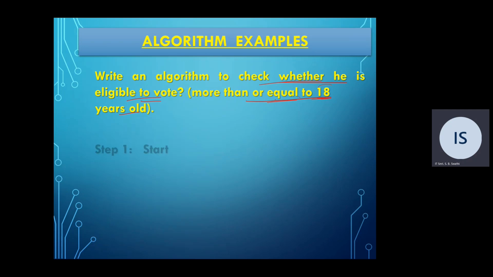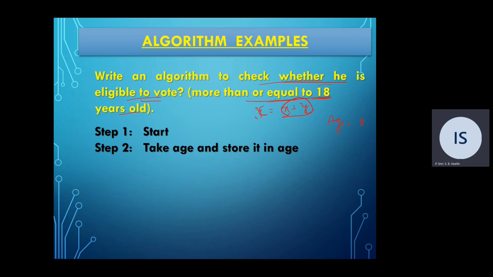So let us see the algorithm. First one is start. Take the age and store it in some variable. So let us take age. I'm storing it in this variable. We call this a variable. This is similar to your mathematical expressions, like in linear algebra, we write c is equal to x plus y, right? So we call each one of these variables. Similarly here, whenever we are storing any value, we store it in some variable.